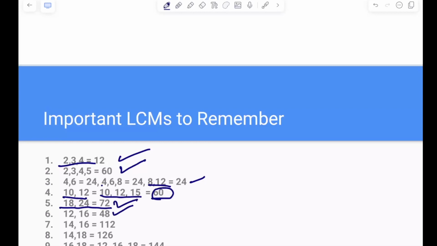LCM for 12, 16, 48. LCM for 14 and 16: 112. 14 and 18: 126. 16 and 18: 144. 12, 16, 18: 144. 30, 40: 120. 40, 60: 120. 30, 40, 60: 120. These are a few important LCMs. You must remember them to solve the problems quickly.